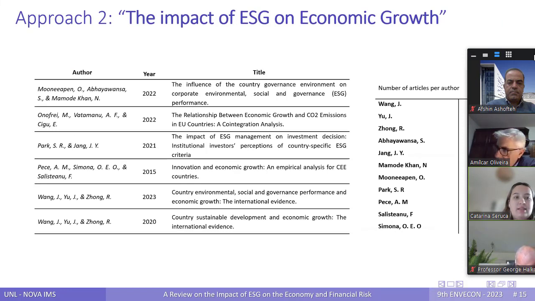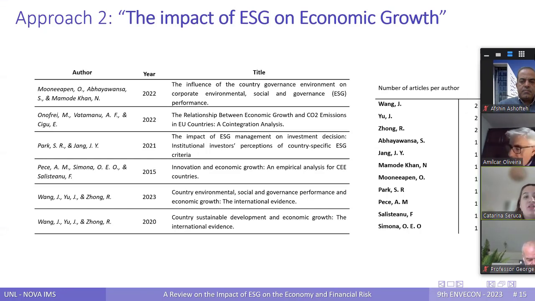Now we'll start the second approach. Here we have a table summarizing the articles with important findings regarding the impact of ESG on economic growth. Addressing environmental, social, and governance practices is crucial for ensuring long-term economic sustainability. And ESG aspects impact the stability and resilience of economies, influencing their ability to confront future challenges such as climate change, social and economic crises, and resource scarcity.